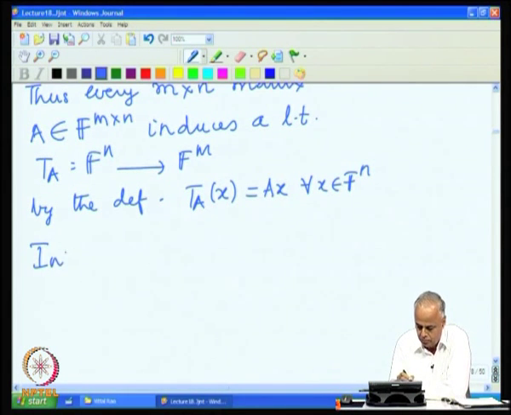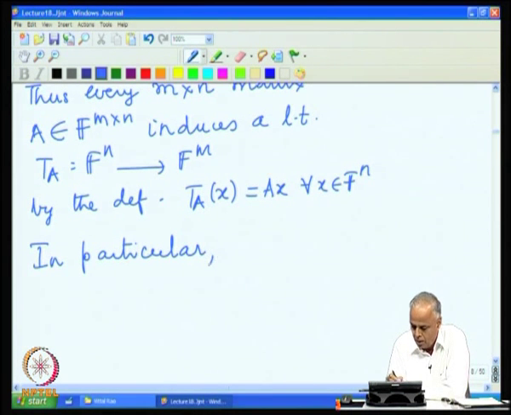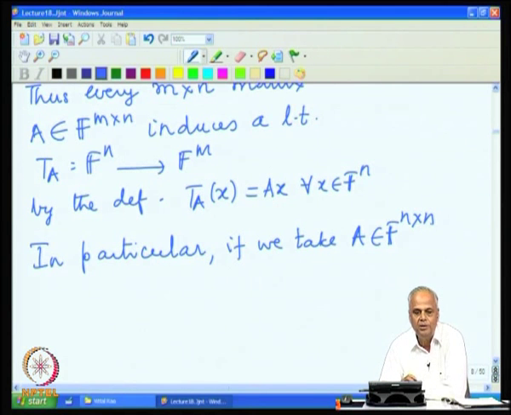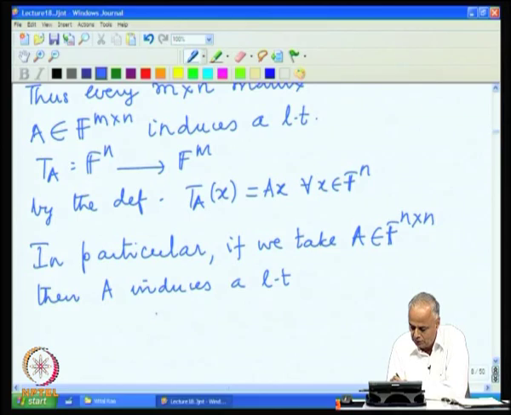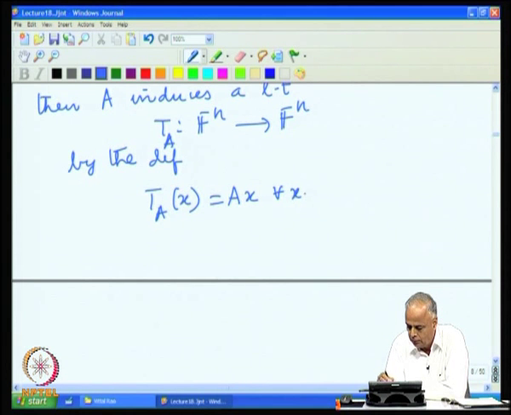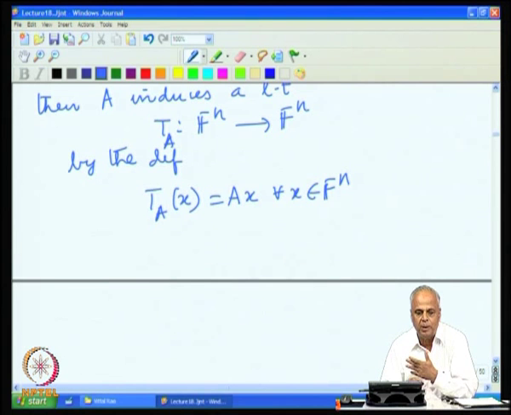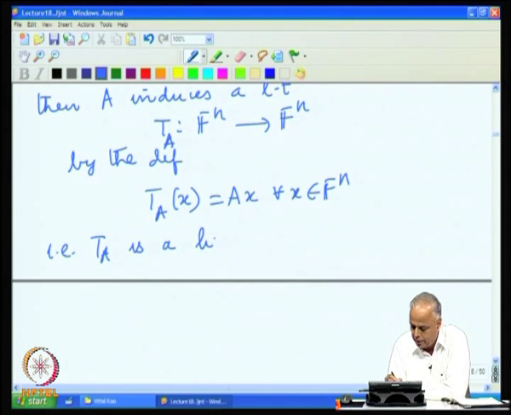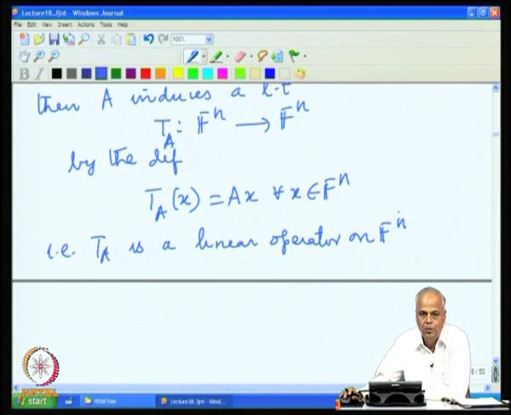In particular, if we take A to be an n by n matrix, now in this case m equal to n, then A induces a linear transformation TA from Fn to Fn by the definition TA x equal to Ax for every x in Fn. Now, since this is a linear transformation from the vector space Fn to itself, it becomes a linear operator. That is, TA is a linear operator on Fn. So, thus every n by n matrix induces a linear operator on Fn.